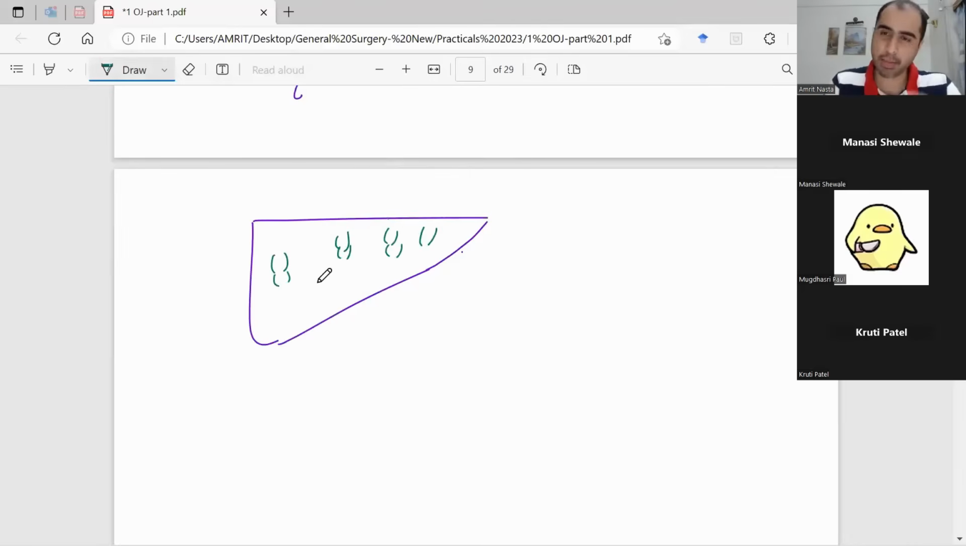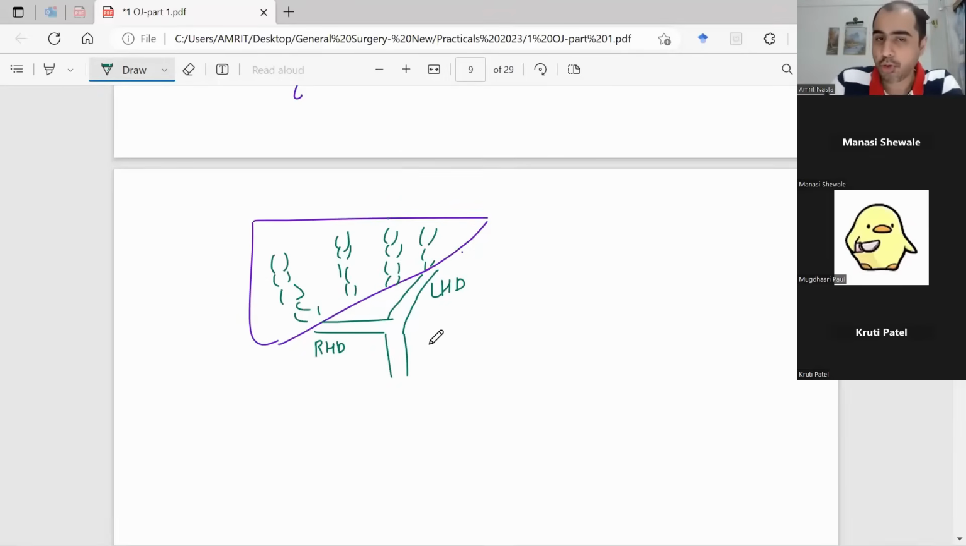There are many small hepatic ducts. They keep coming together, and they are going to become two main hepatic ducts, a right hepatic duct and a left hepatic duct. These two will come together and form the common hepatic duct. From the left and right hepatic duct, the bile will enter the common hepatic duct.